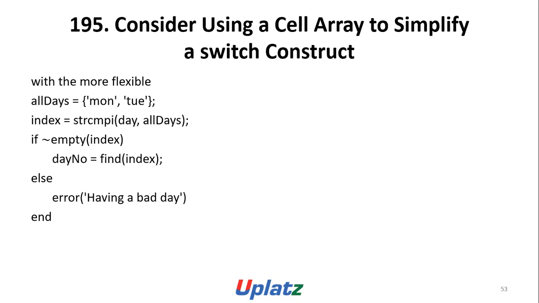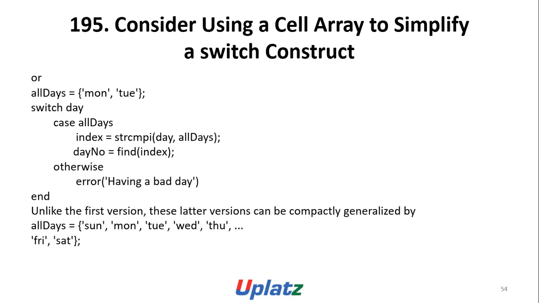Also consider using a cell array to simplify the switch construct with the more flexible: all days equals Monday, Tuesday, and so on. Index equals strcmp of day, all days, day number equals 2 times index, else error bad day. Or: all days equals Monday, Tuesday, switch day, case all days, index equals strcmp of day, all days, day number equals find index, otherwise error bad day. And unlike the first version, these later versions can be generalized by all days equals Sunday, Monday, Tuesday, Wednesday, Thursday, Friday, Saturday.